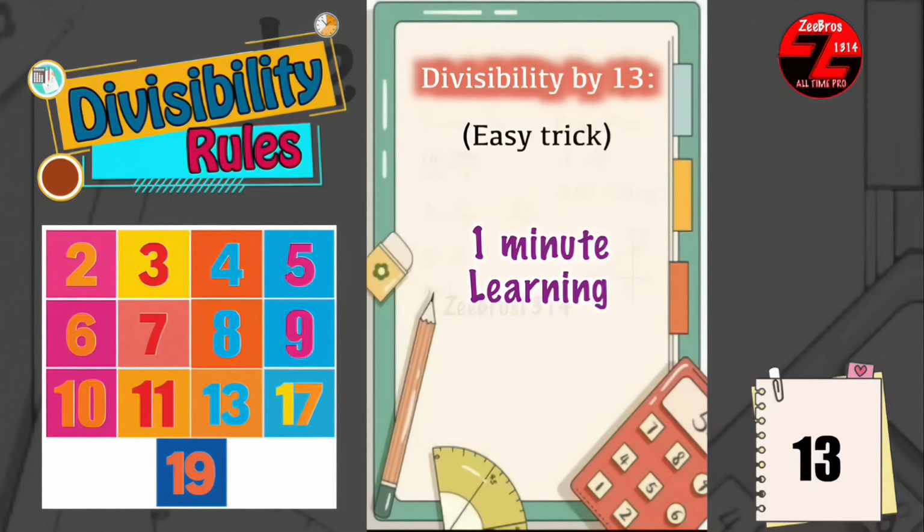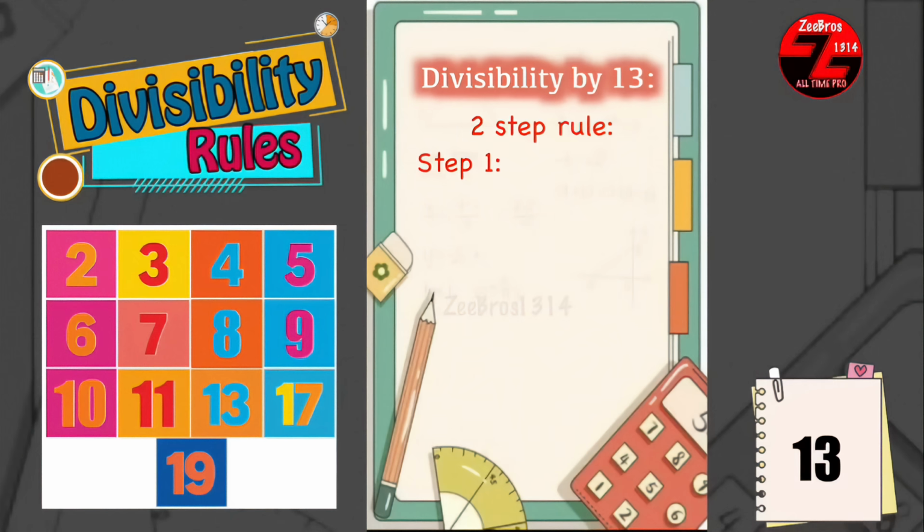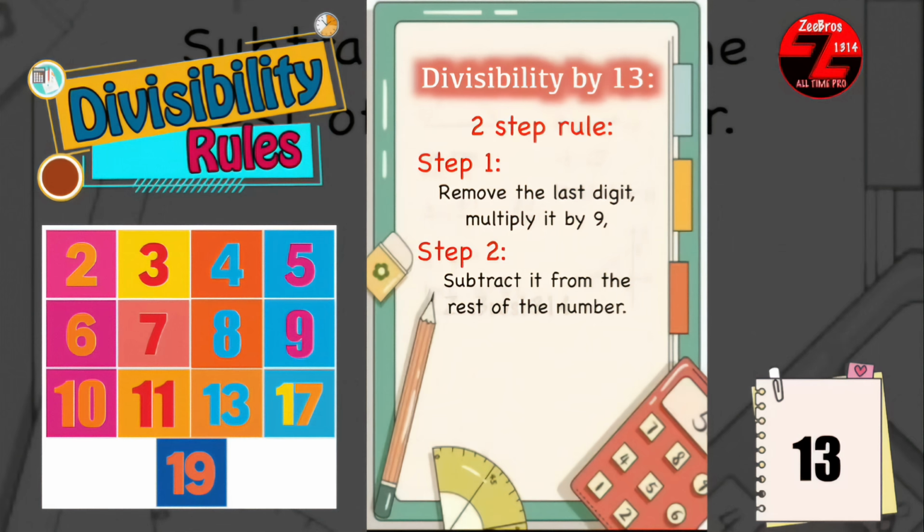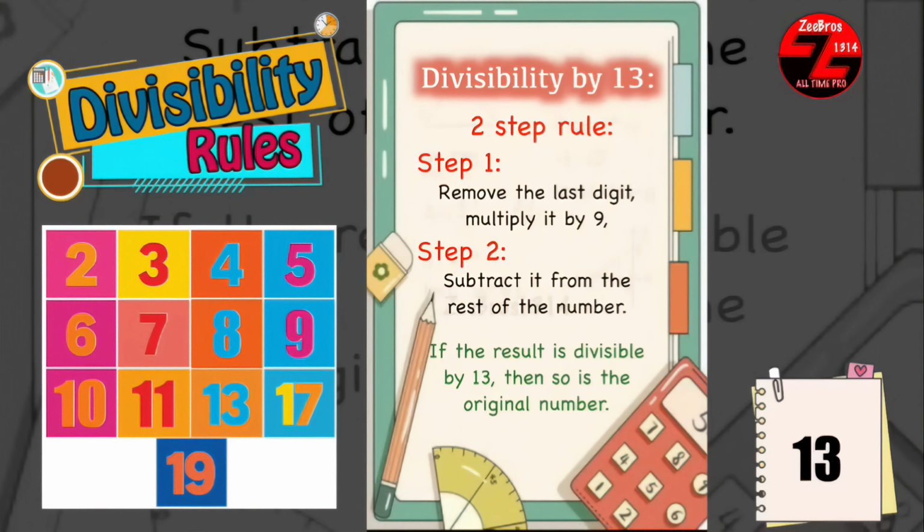Divisibility by 13. Just like divisibility by 7, this is also a two-step rule. In the first step, we have to remove the last digit of the number and multiply it by 9. Second step, subtract it from the rest of the number. If the result is divisible by 13, the original number is also divisible by 13.